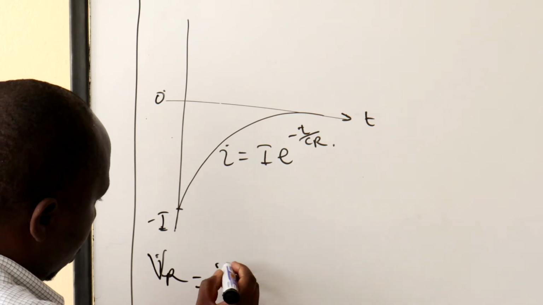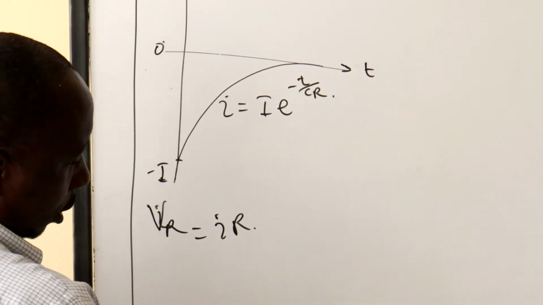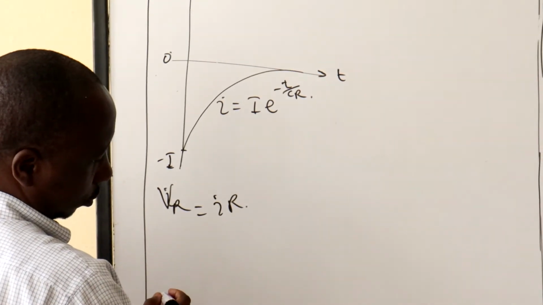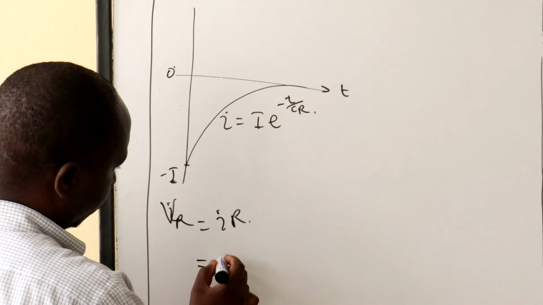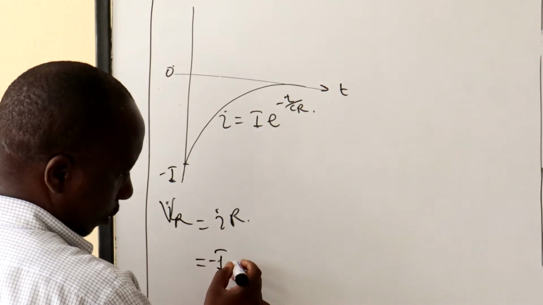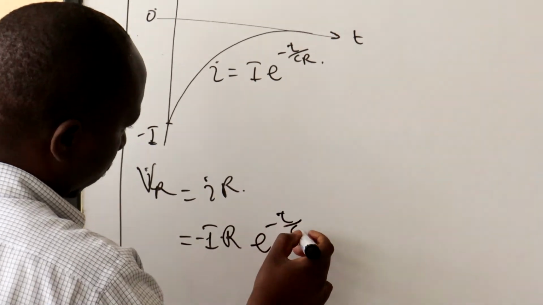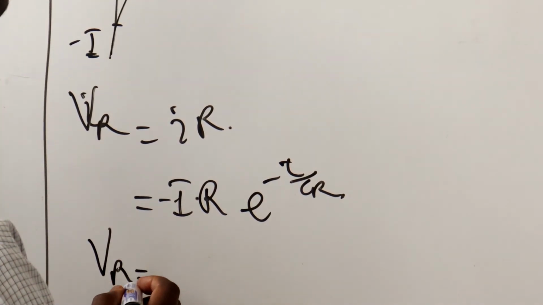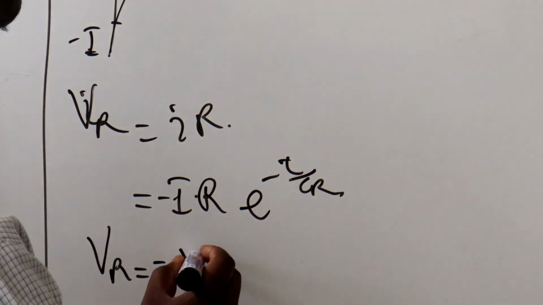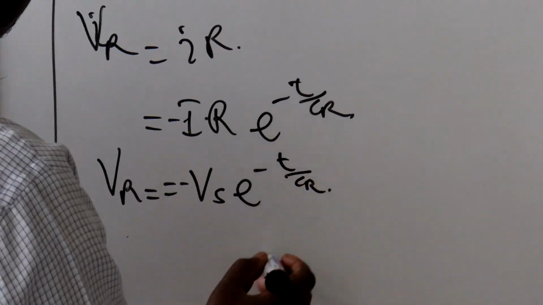VR is supposed to be IR. Then I is supposed to be I multiplied by R multiplied by e^(-t/CR). So our VR is supposed to be Vs e^(-t/CR).